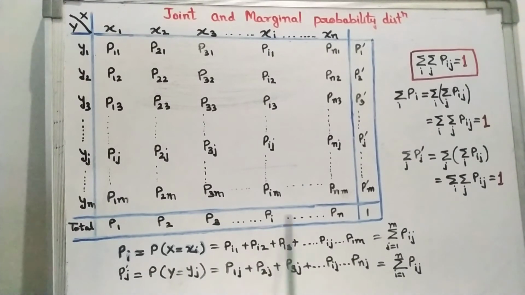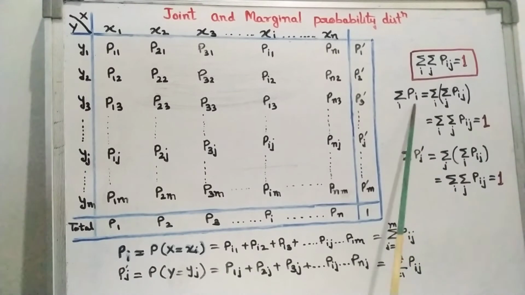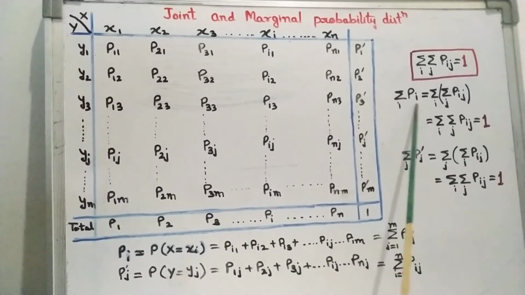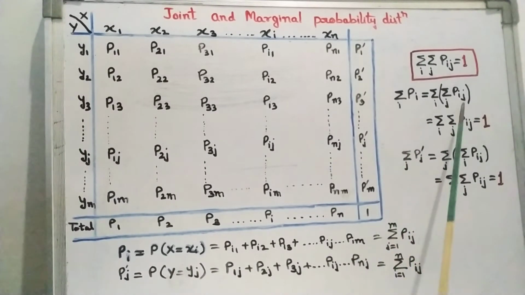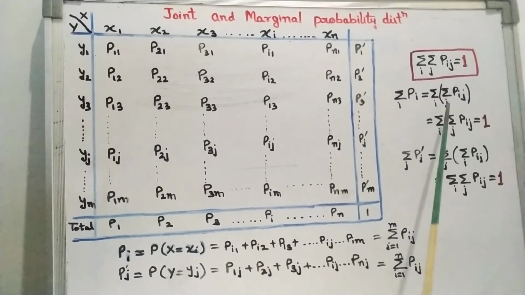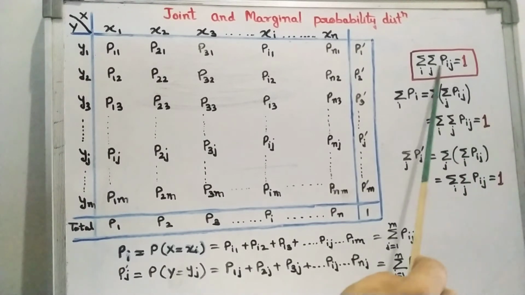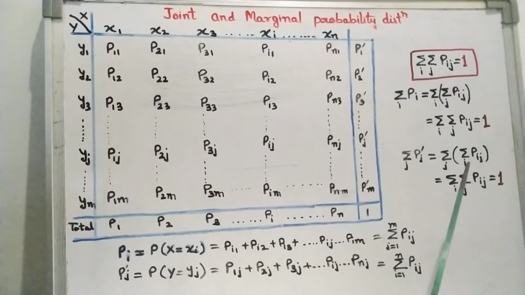Now summation of pi where i goes from 1 to n, this is equal to 1, because look here, summation of pi, in place of pi we can write pi is equal to summation of j is equal to 1 to m pij. So we put this pi value here in place of pi, because this is for i. When we remove this bracket, it will be double summation pij is equal to 1, that means from here we get it is equal to 1.